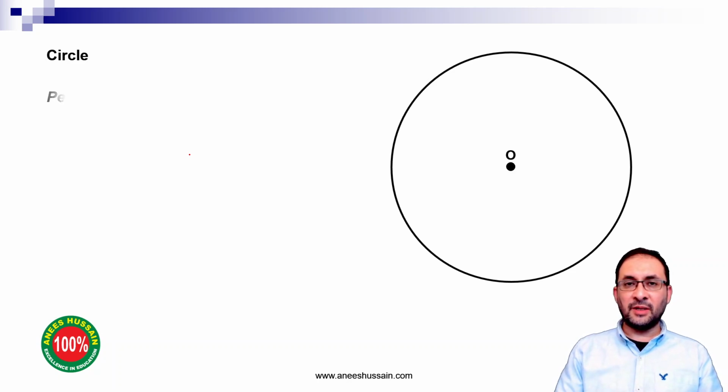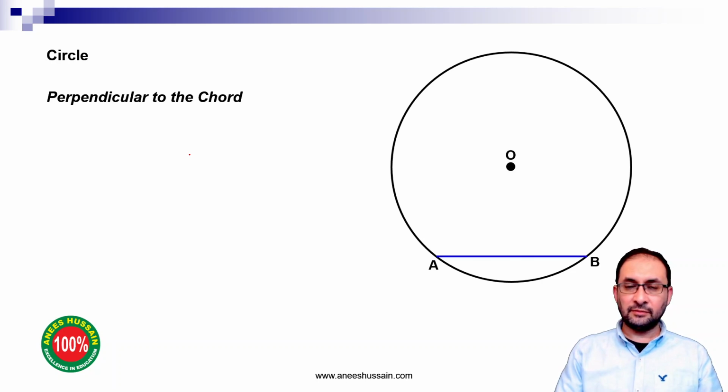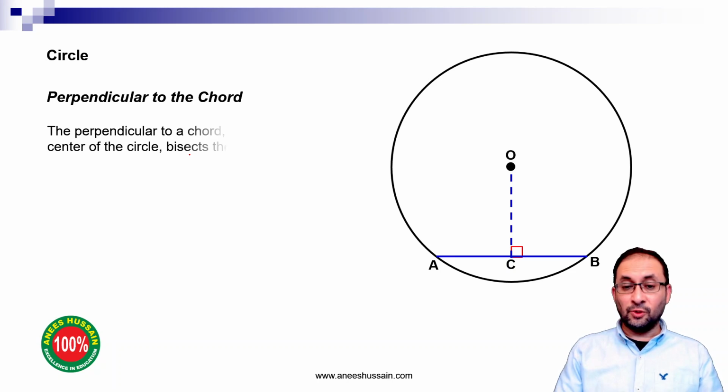The first thing that we'll talk about is the perpendicular to the chord. Let's draw chord AB here. I'm going to drop a perpendicular from point O, which is the center of the circle, down to AB. The line OC will be perpendicular to chord AB. And this perpendicular OC will end up dividing the chord AB into equal halves. It'll bisect the chord. Therefore, we can say that AC is going to be equal to CB. So remember, the perpendicular from the center onto the chord always bisects the chord.